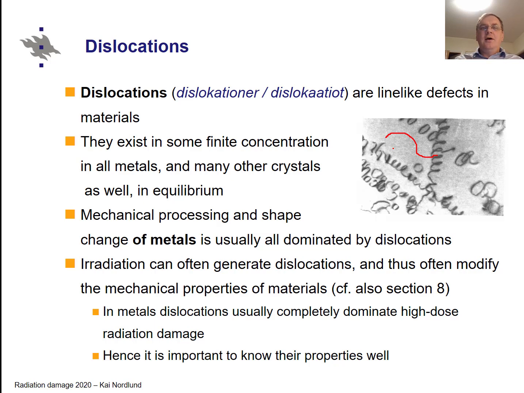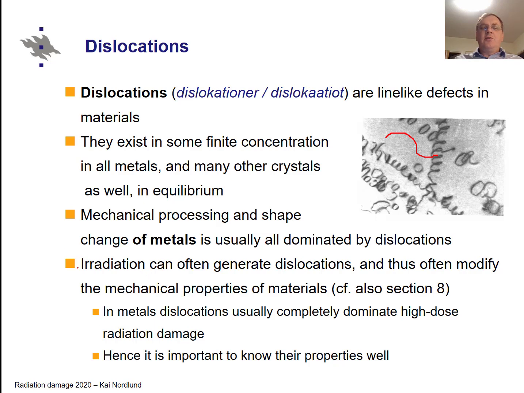And the reason they are very important, also completely independent of irradiation, is that they exist in all metals and many other crystals as well in equilibrium. And actually, the mechanical processing and shape change of metals is usually completely dominated by dislocation effects.